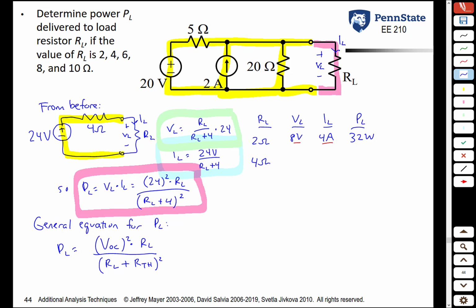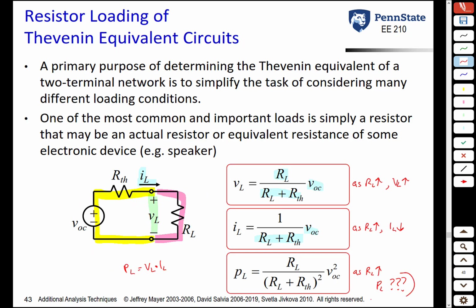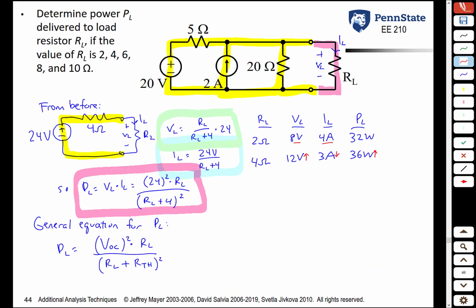The voltage across the resistor, in this case, is 12 volts. The current through the resistor is 3 amps. The power absorbed by the resistor is 36 watts. Notice what happens. As resistance goes up, the voltage goes up, the current goes down, and in this case, the power went up. That was the thing on the previous page that we weren't sure what was going to happen. So in this case, increasing the load resistance from 2 ohms to 4 ohms caused the power to go up.